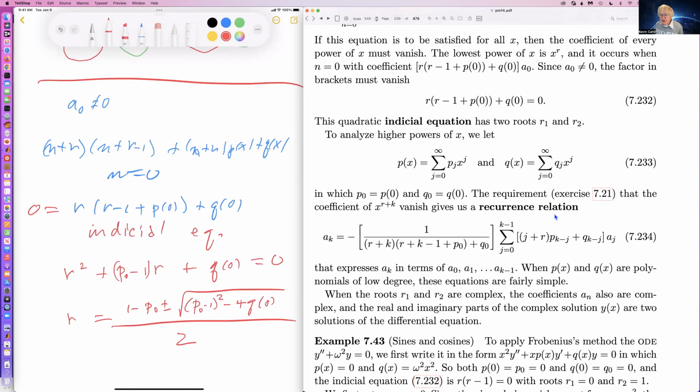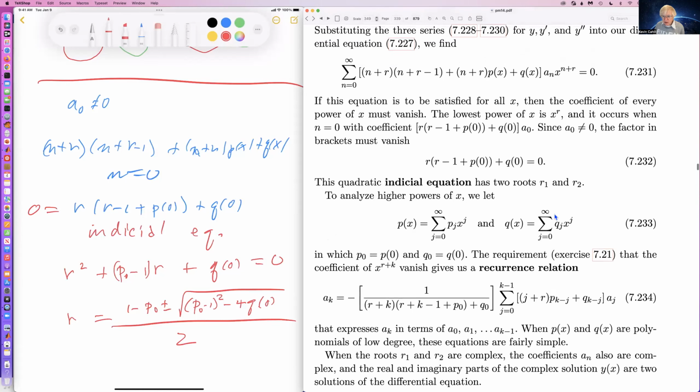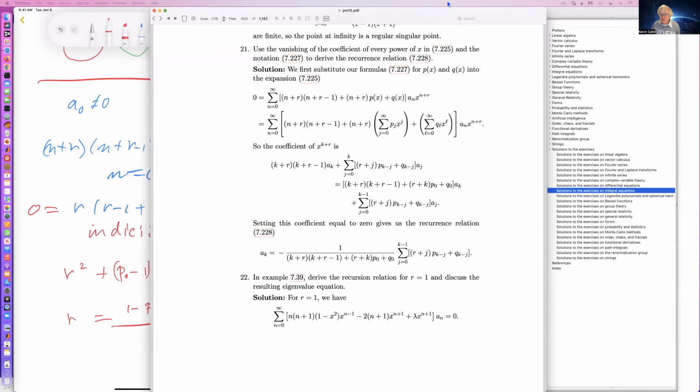So I'm just wondering what to do. Maybe I should do exercise 7.21 for you, because that looks like a bit of a bear. So let's go to 7.21 and see what the solution looks like. Well, it doesn't look all that hard. Anyway, all right, so let me show you what's involved here.